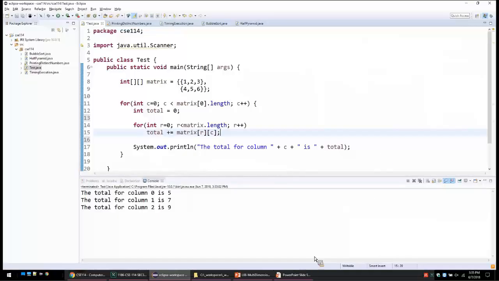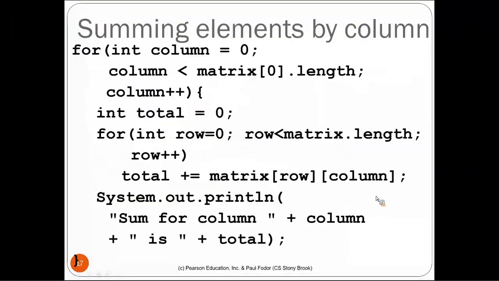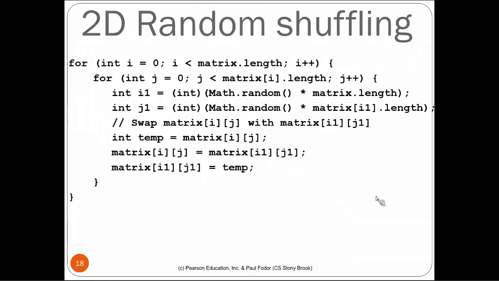Okay, anyway. The code is already in the lecture notes. If we want to randomly shuffle the elements in the matrix, this means that for every element, we generate a random i1 and j1, a random row number and a random column number within that row. We would swap the element at index ij with that randomly generated index. So for that, we need to assign to a temporary variable matrix of ij. We can use it to store matrix of i1 and j1, and matrix of i1 and j1 can then be assigned the value temporarily.